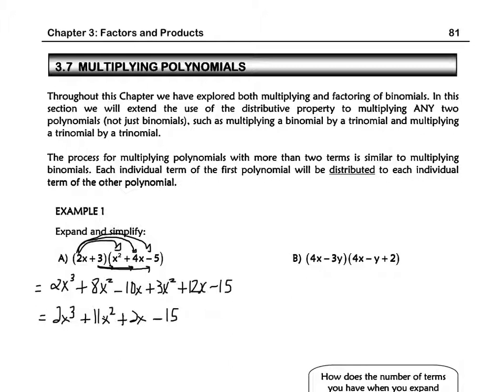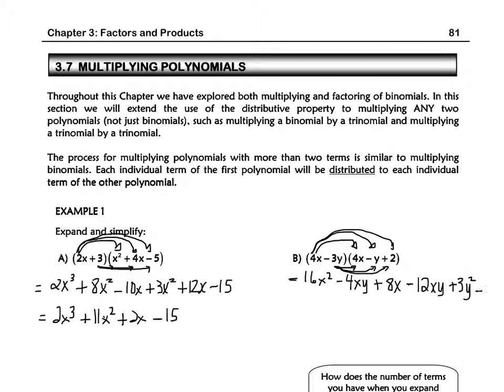And so if we just do the next one now, is again a binomial by a trinomial. We've got 4x times 4x is 16x squared, and then 4x times the negative y is minus 4xy, and then the 4x times the 2 is plus 8x. And then the next term in the binomial has to be distributed, so that's going to give you negative 3y by 4x is negative 12xy, and then negative 3y by the negative y is going to give you plus 3y squared. And then the negative 3y gets multiplied by the 2, which is minus 6y.